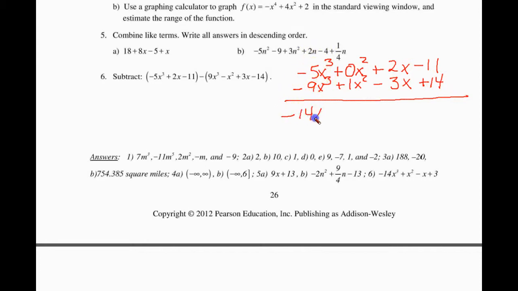Negative 14x to the third plus x squared. Again, we don't usually write the 1, but you know it's there. Now here, again, we don't write the 1, but the answer is going to be negative x. And then here it's going to be plus 3. And that's what they have right there. How did we get it? Again, we just copied these down. We left a spot where we would line up the like terms of that degree.